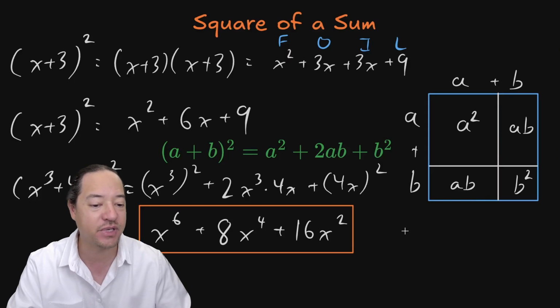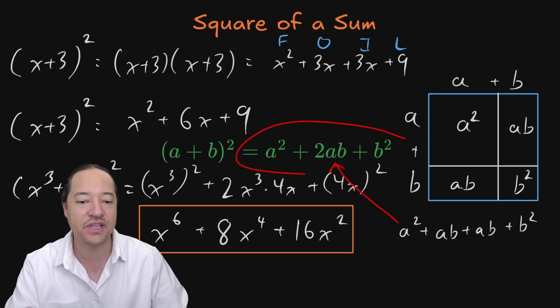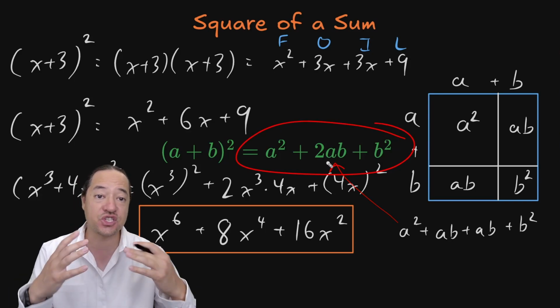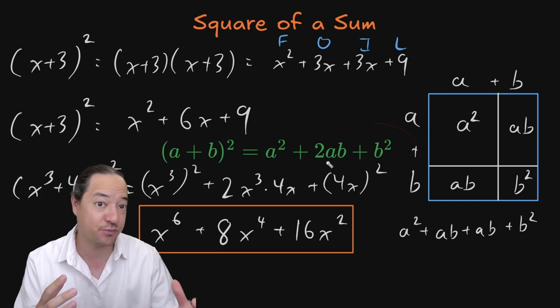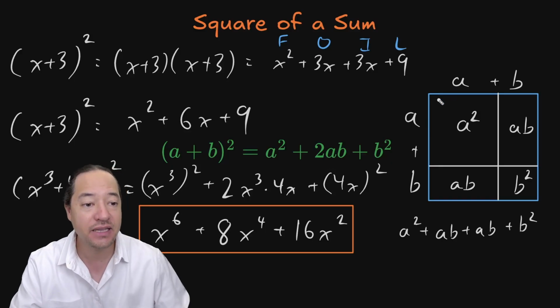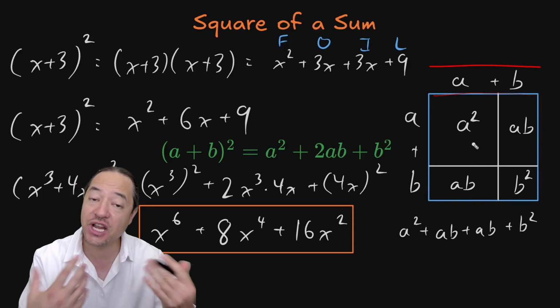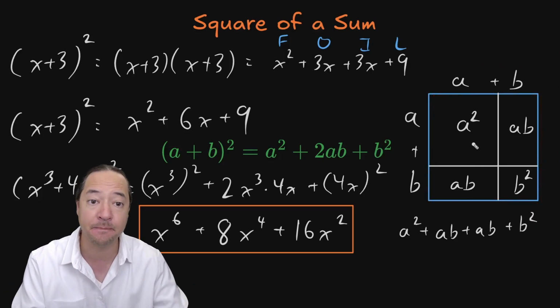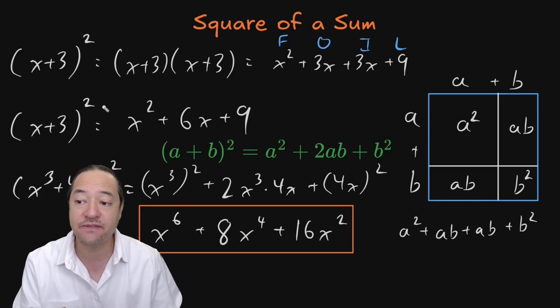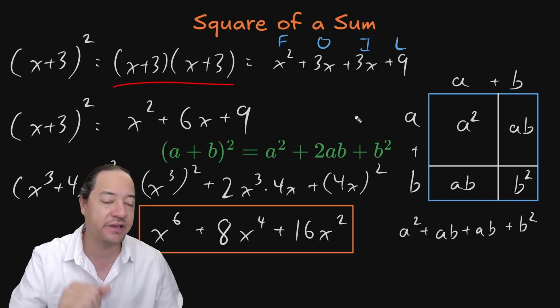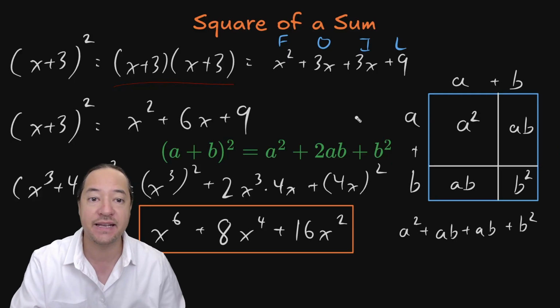Well, the total area must be A squared plus AB plus AB plus B squared. And of course, this simplifies down to this formula right here. So you can understand the square of a sum, this rule, this property here, as literally getting the area of a square where each side is of length a plus b. And that's just geometrically what's going to happen. So we can do this either by foiling or by geometrically thinking about a square and finding the area there.